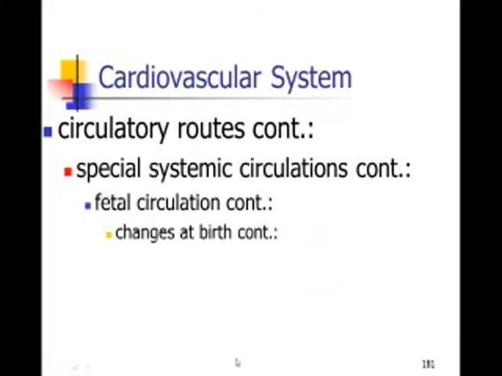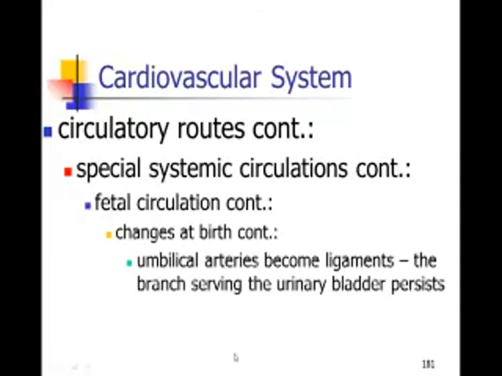Okay, so the umbilical artery is going to shrivel and become ligaments, with the exception of the branch that serves the urinary bladder. That will persist until the adult.